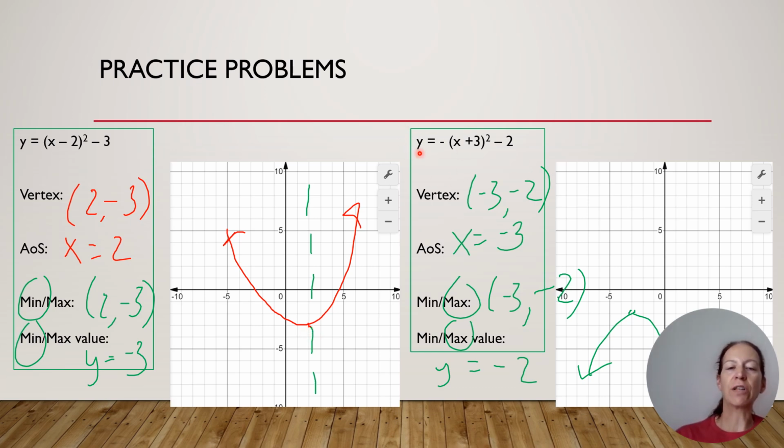Over here, our transformations are a flip. It goes left 3 and down 2. So we go left 3, down 2, and we draw it as flipped. The axis of symmetry would be that vertical line on x is equal to -3. The maximum is the point -3, -2, same as the vertex, and the maximum value would be y is equal to -2, meaning that it goes all the way up on the y-axis to -2, but not any higher.